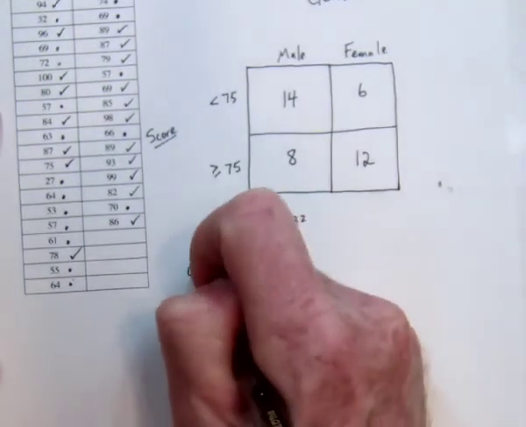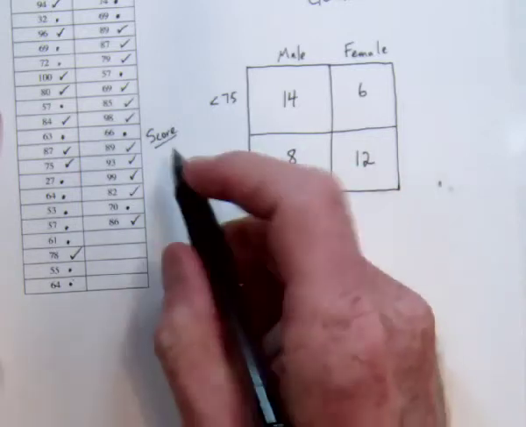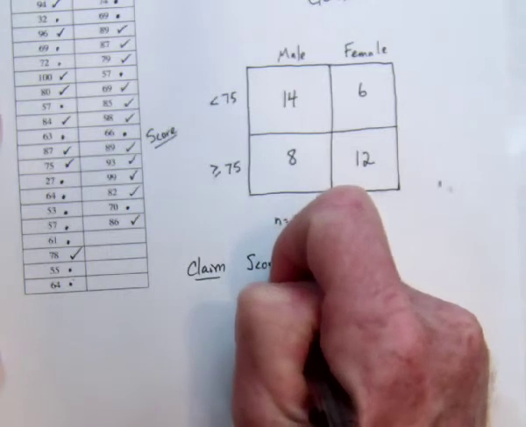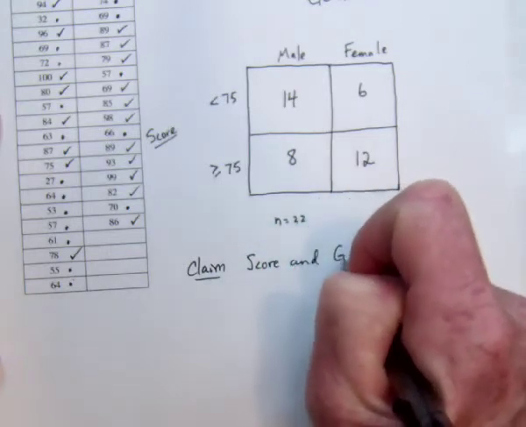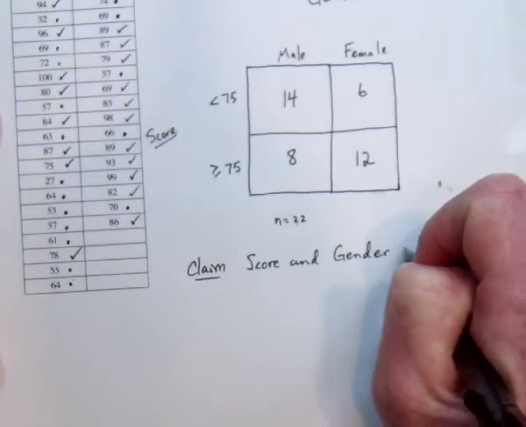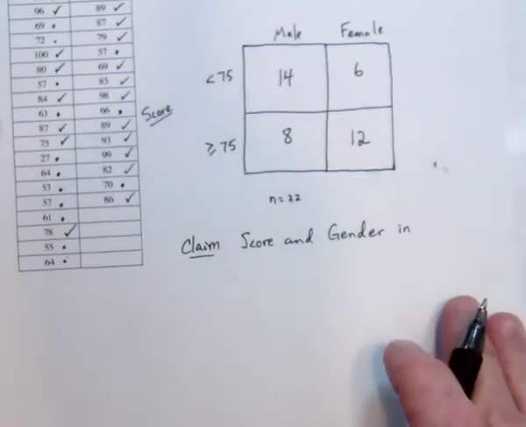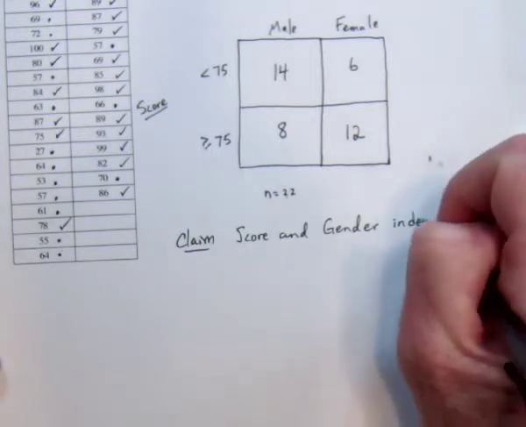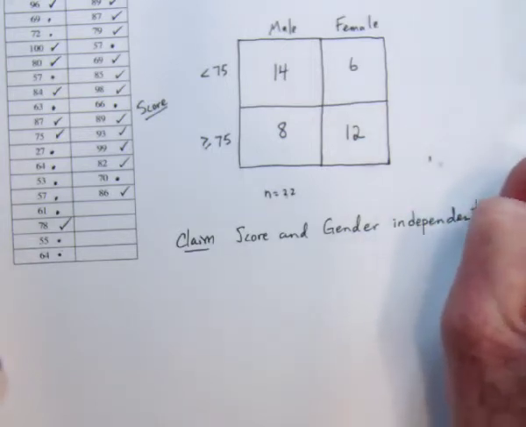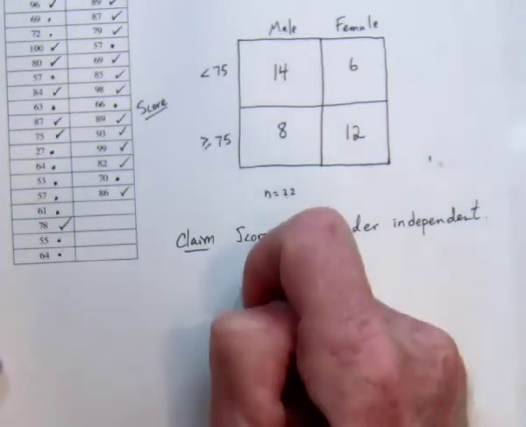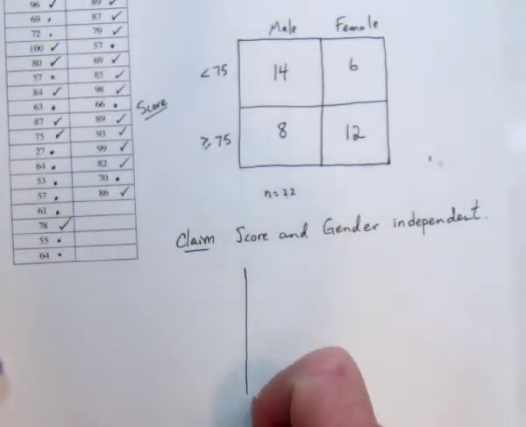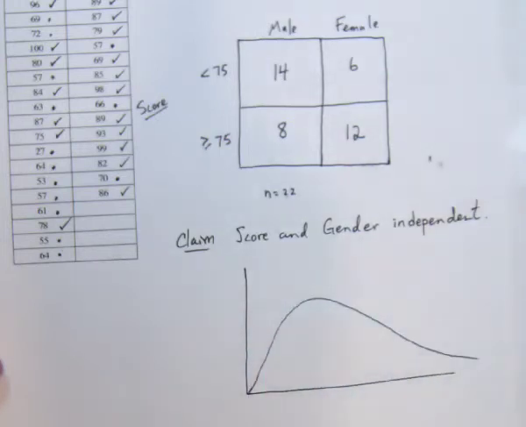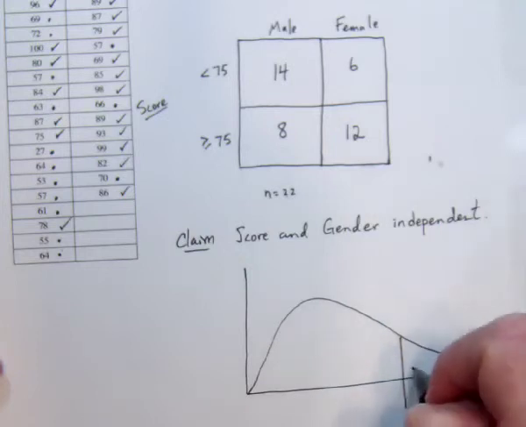Okay, so the claim is that the score and the gender are independent. So a person's score and their gender have nothing to do with each other. That's what the claim is with these 2 by 2 contingency tables. It's always that they're independent. And then it's going to be chi squared. It's going to be a right tail only test.